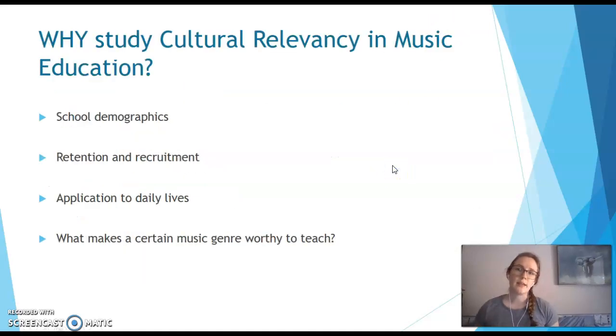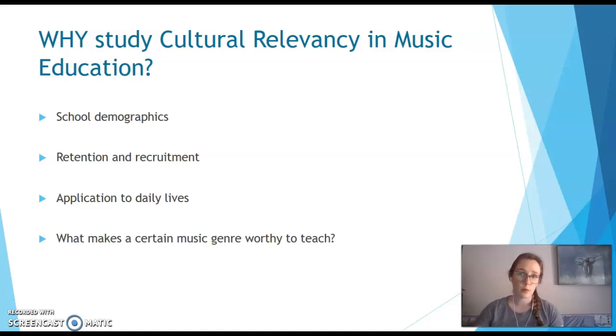So why do we study cultural relevancy, or why should we in music education? So think about these few things. The school demographics that your program is in. Is your program applicable to the students that make up your school? This can deal with retention as well as recruitment.